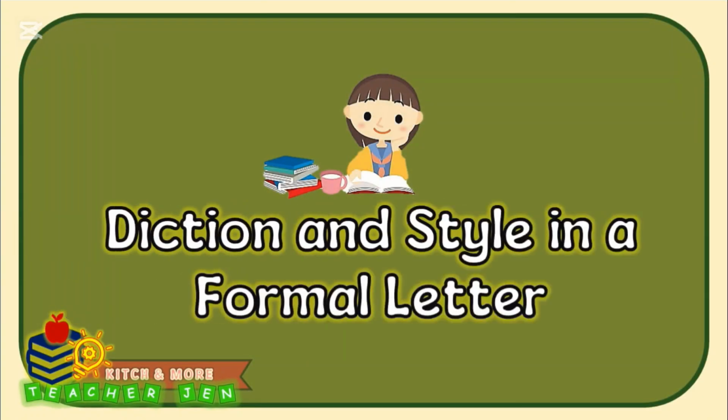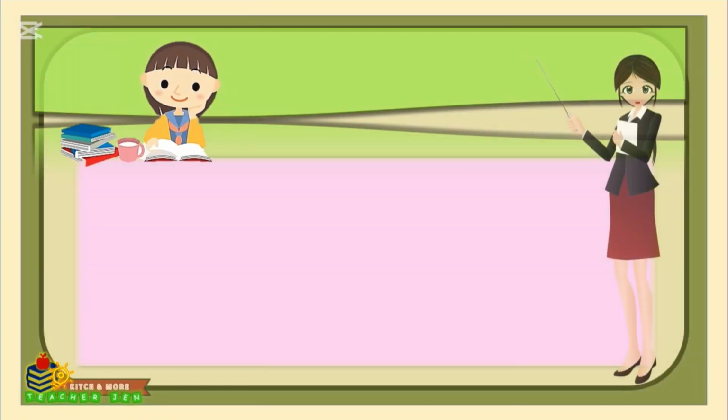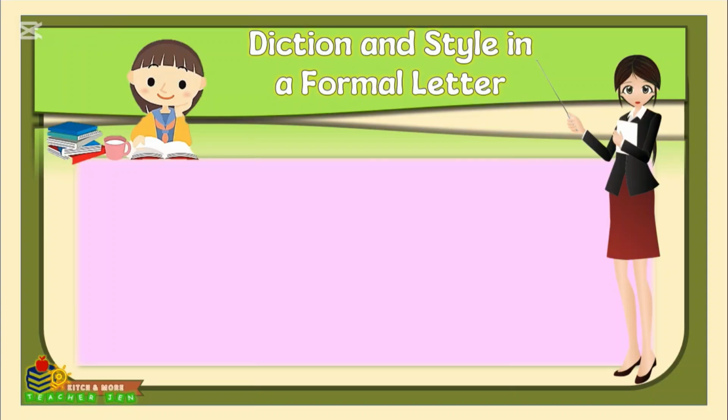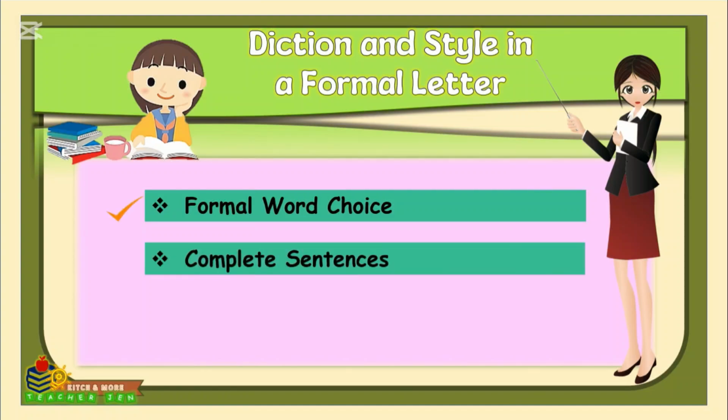The last one is the diction and style in a formal letter. In a formal letter, including the letter of request, we have to be familiar and we have to apply the following. First, formal word choice. Using formal words makes a request sound more respectful and professional. For example, instead of saying ask, use the word request because it sounds more polite. Second, complete sentences. A formal letter should use full sentences to sound professional. This makes the letter look more serious and respectful.